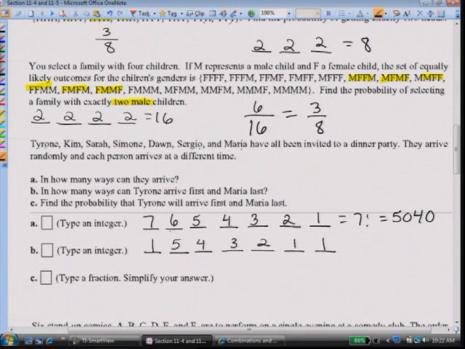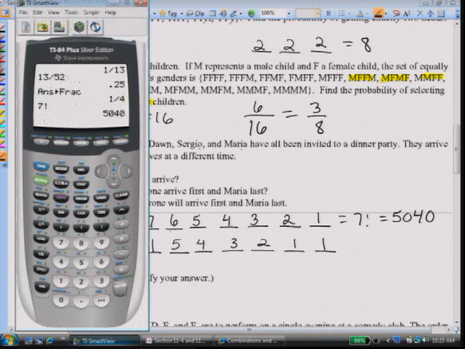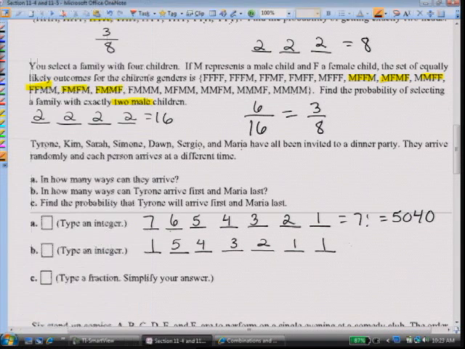Does that make sense? So this is really the same as 5 factorial, but you can just type in 5 times 4 times 3 times 2 times 1. You don't need all those other ones unless you want to. So there are only 120 ways where you would have Tyrone first and Maria last.